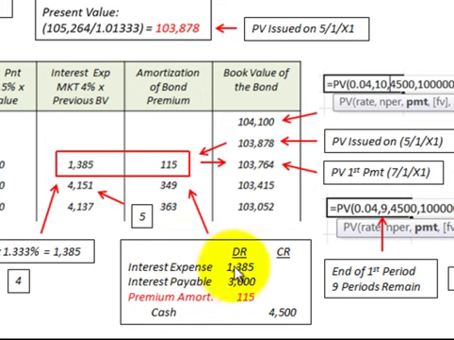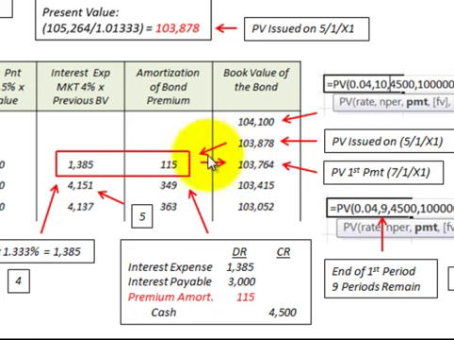Well, that's really a plug here between the interest expense that we have of $1,385, debit that amount, interest payable for $3,000. Now that's the amount that we have to pay back to the bondholders at that first payment portion that they paid to us originally. And then we have our cash payment here, a credit amount of $4,500. So the premium amortization here is really the difference between the debits and the credits.